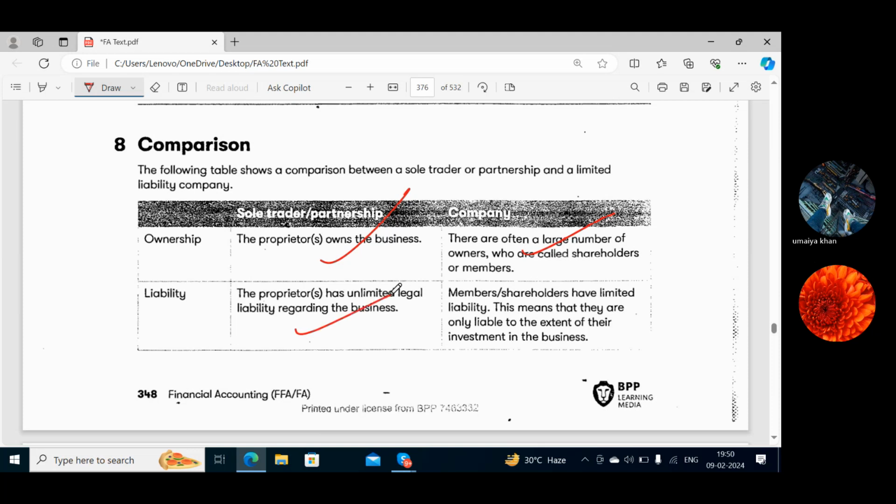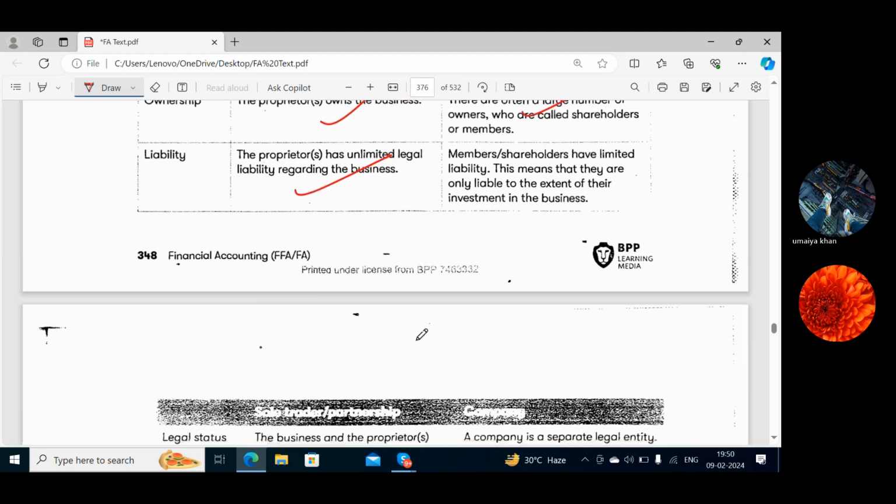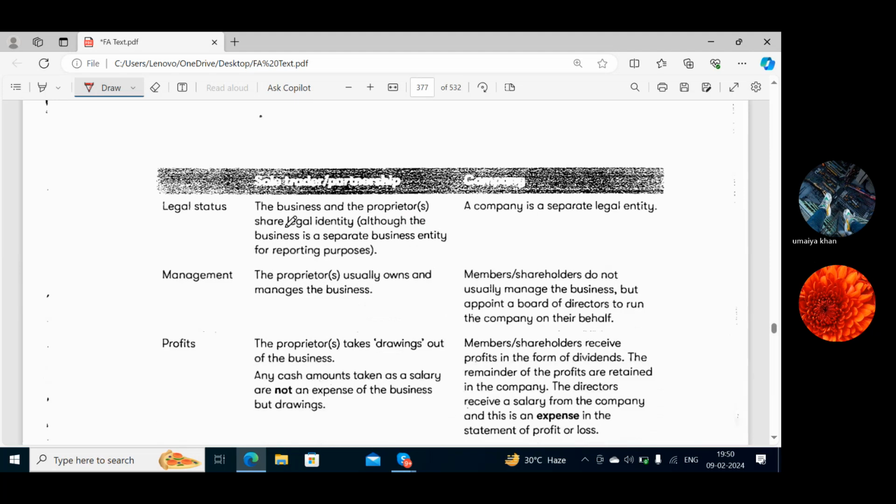Liability, they have unlimited liability. They have to sell their personal property to dispose of their debts. Here they have limited liability, and that is to the extent of the investment the shareholders have made. Legal status, the business and the proprietor share legal identity. Although the business is a separate business entity for reporting, the sole trader or partners represent the business. And here the company is a separate legal entity. It's separate from its shareholders.